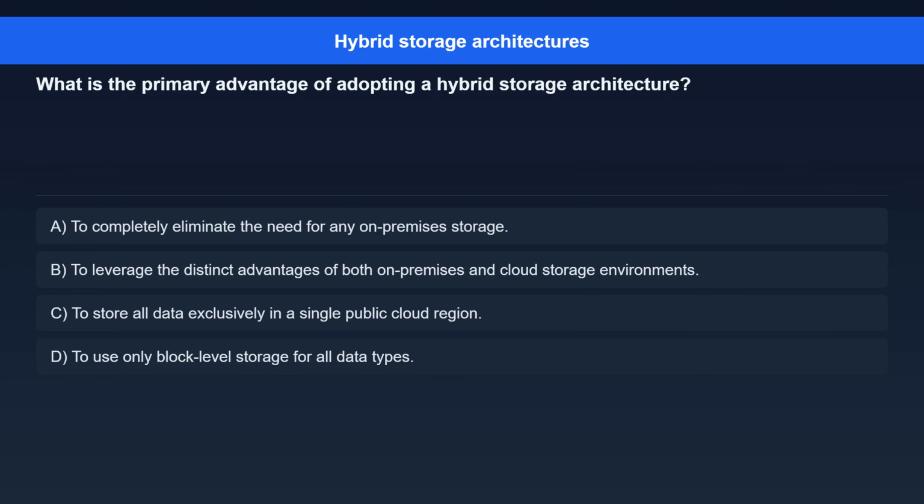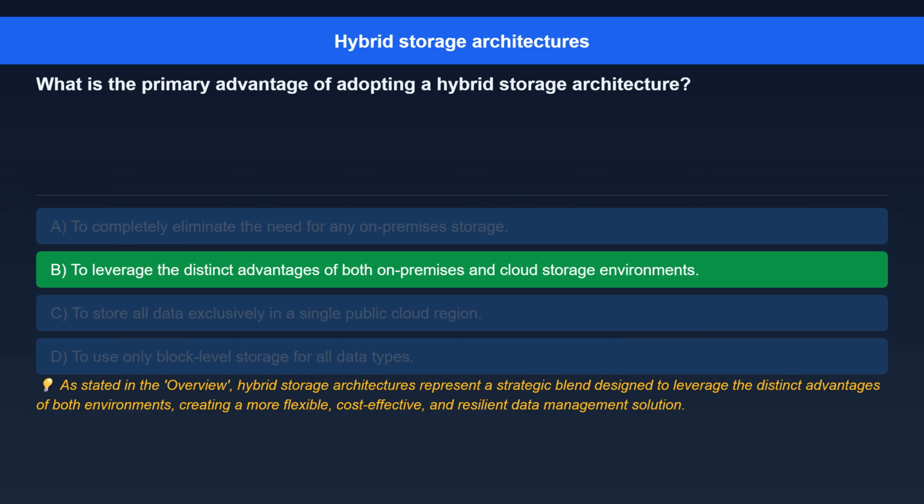Question 7. What is the primary advantage of adopting a hybrid storage architecture? Option A, to completely eliminate the need for any on-premises storage. Option B, to leverage the distinct advantages of both on-premises and cloud storage environments. Option C, to store all data exclusively in a single public cloud region. Option D, to use only block-level storage for all data types.